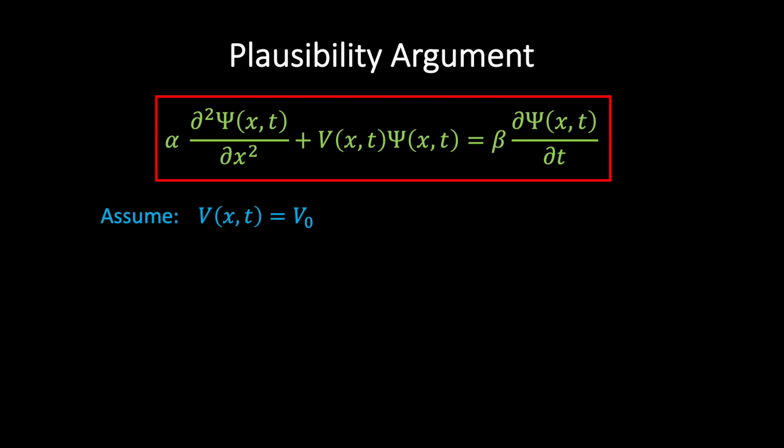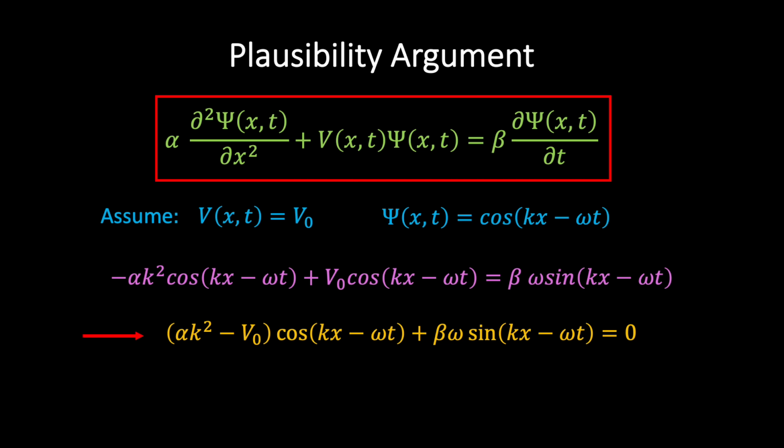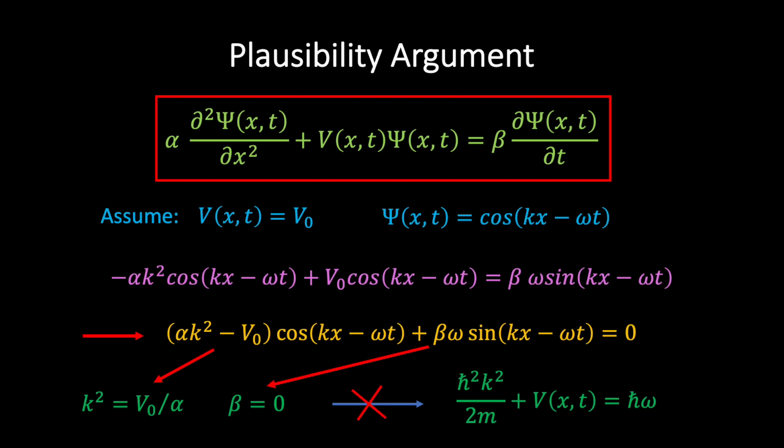Now, since we are currently assuming a freely moving particle, we will set the potential energy to a constant value. If we then sub our proposed wave function into our proposed wave equation, we find the following result, which we can then write in the following form. Now, an immediate problem with this result is that we have a mixture of sine and cosine terms, and so in order for this equation to be satisfied for all values of x and t, requires that the coefficient of each term is separately equal to 0, in which case we're forced to set beta equal to 0 and k squared equals V0 over alpha. And we clearly see that there is no way of recovering the required de Broglie-Einstein relation.